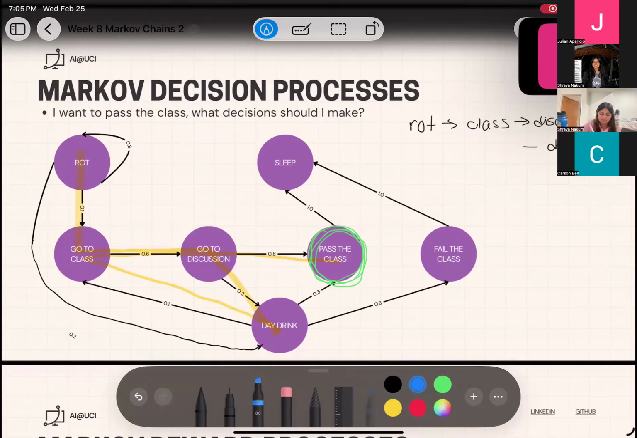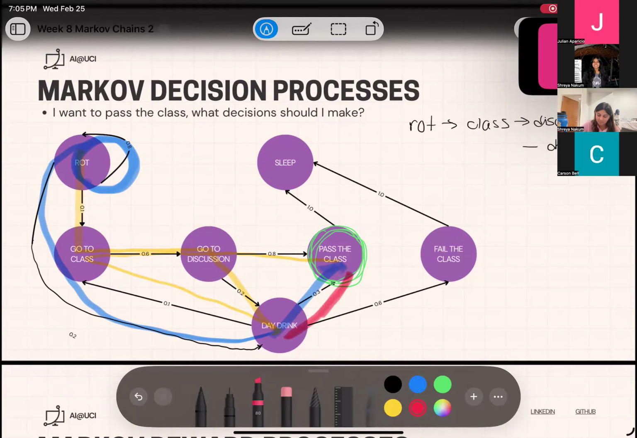What's another sequence? You could rot ten times in a row and then day drink and then pass the class. That's true, you can also do that. That's another option. What else could we do? Technically, you can also just go from day drink to pass. That is also a valid thing to do. You can just go straight from here to here. But there's a lot of different decisions that you can make to get to this end goal state.